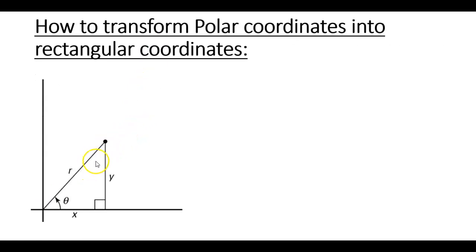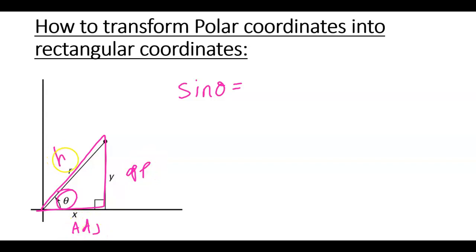All right, last bit for the day is we're going to learn how to transform polar coordinates into rectangular coordinates. So, believe it or not, this is actually going to be a little bit easier. I want to show you something here. Sine of theta is equal to what? So I have a right triangle here. And if I think of this as my reference angle, this is opposite, this is adjacent, and this is hypotenuse, right? So what is sine? Well, sine is opposite over hypotenuse, right?